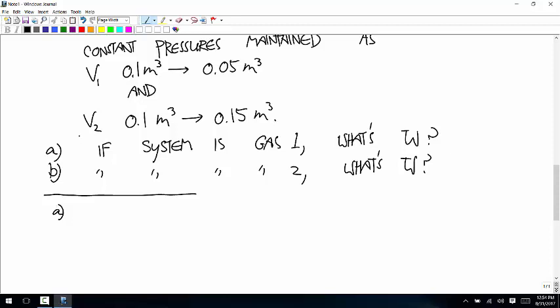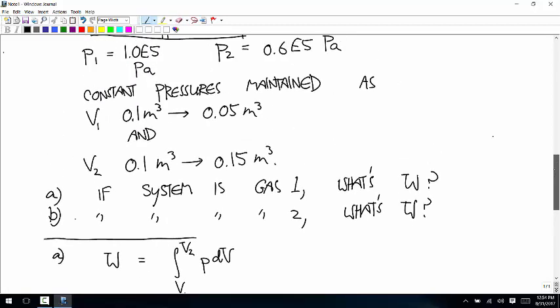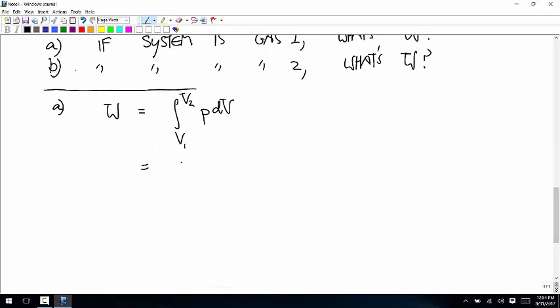So for part A, the system is gas 1. Work is the integral from volume 1 to volume 2 of P dV. That pressure is constant. So which one is gas 1? 1 times 10 to the 5 is the pressure.